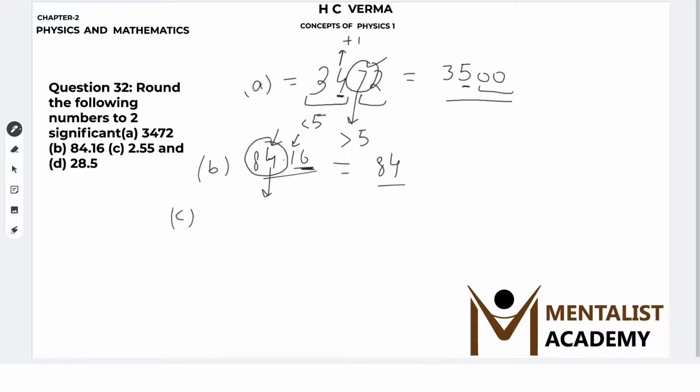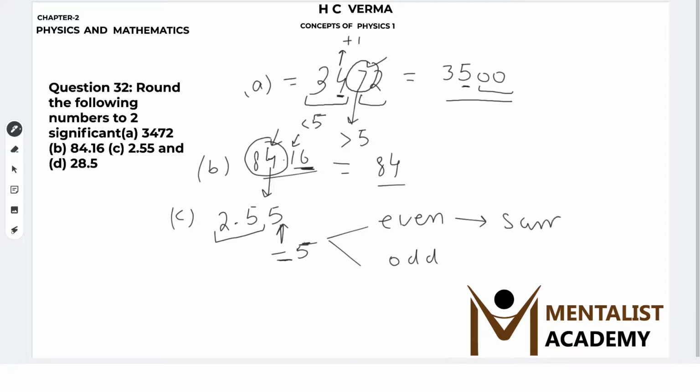C part, 2.55. Now we have to keep these two digits and the next number is equal to 5 in this case. So when the number is equal to 5, in that case we follow two rules. One rule is for even numbers and another rule is for odd numbers. In case of even numbers, we keep the digit the same, and in case of odd numbers, we increase the previous digit by 1.